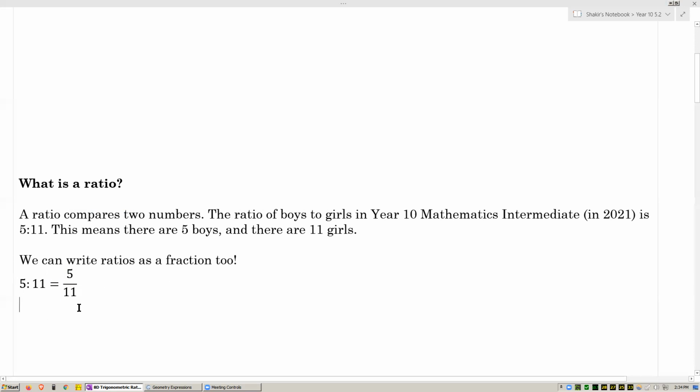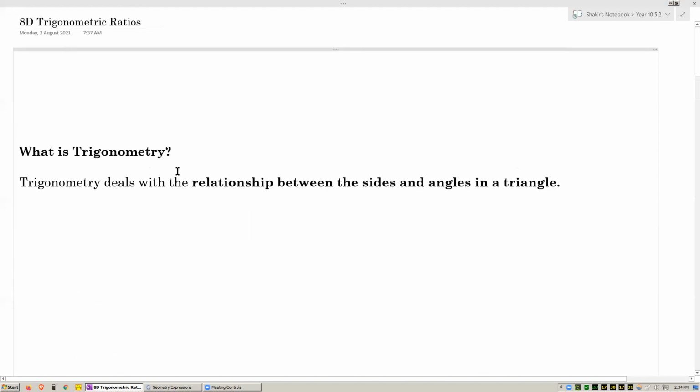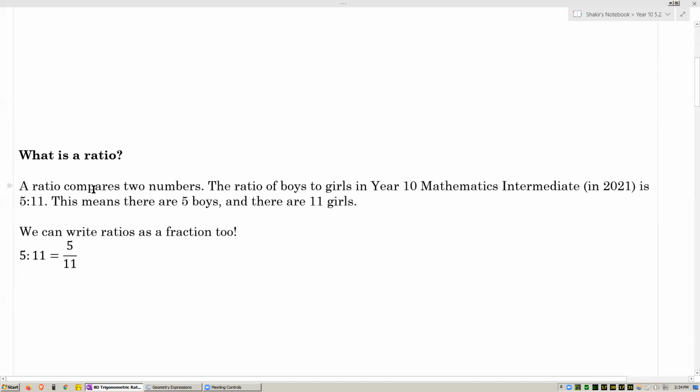5 to 11, you can write as a fraction, 5 over 11. That's all it means. Trigonometric ratios: you don't need to know too much about ratios for this topic. You just need to know that you can write them as a fraction.